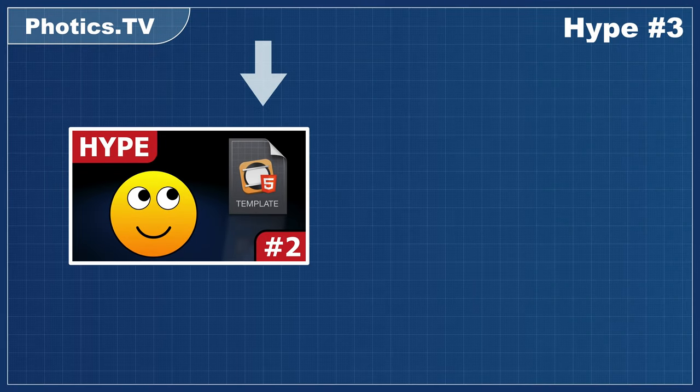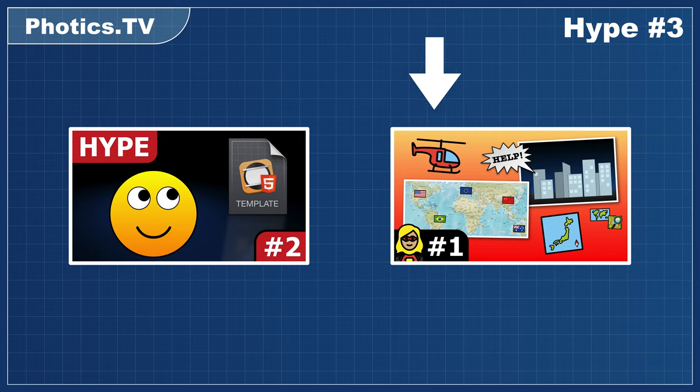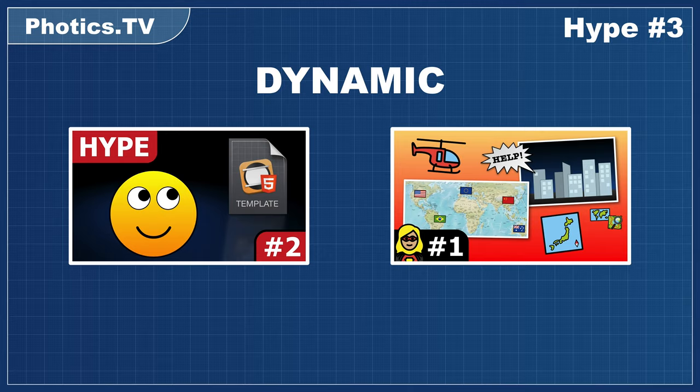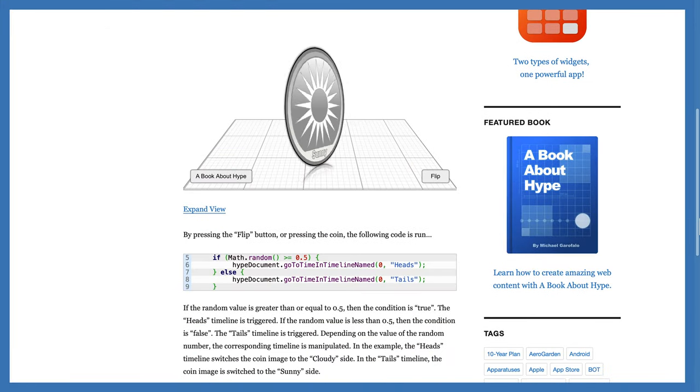In the second Hype template video, and even in the first Hype video, one of the topics discussed was making a Hype project dynamic. But what does that mean exactly? That's where the Groundhog template can help. With the tiniest bit of JavaScript, you can randomize your project.